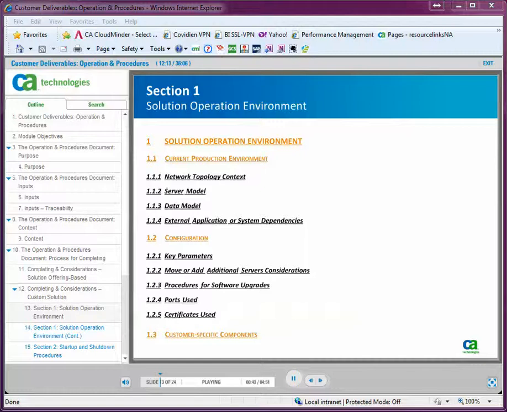There's really no need to describe in detail the current solution environment, as it's already been deployed and documented in the TDS. And there's no context between the sections 1.1 and the following sections.